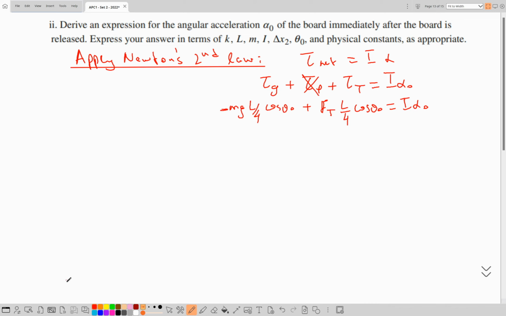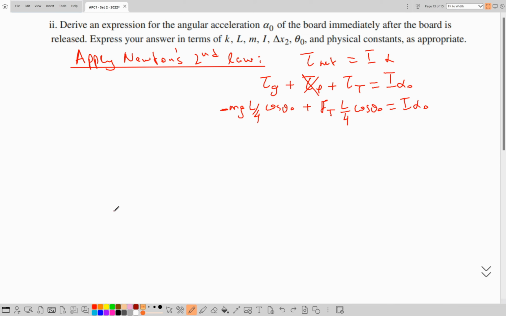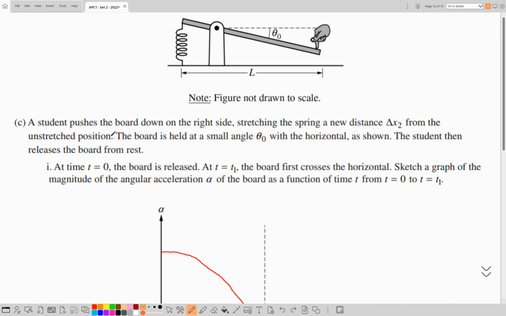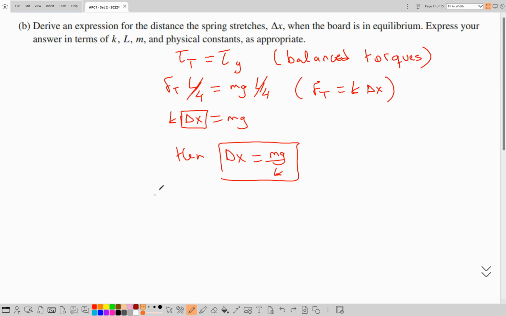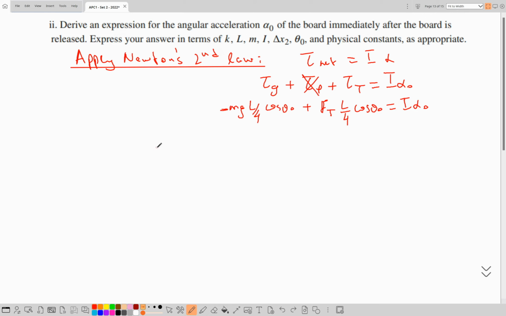Notice that the elongation of the spring in this case is given by delta x2, because if you read the text carefully, a student pushes the board down on the right side, stretching the spring a new distance delta x0. So delta x0 represents the total elongation and not part of the elongation, because initially the elongation was given by delta x in the equilibrium. So now the total elongation is given by delta x2. So we can say that that would be minus mg L over 4 cosine theta 0 plus k delta x2 multiplied by L over 4 cosine theta 0 is equal to I alpha 0.